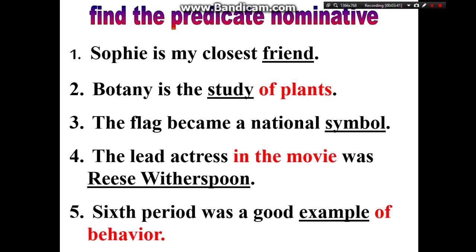And there you go. So if you look at number 4, in the movie is a prepositional phrase. It's actually an adjective phrase because it describes the actress, I think, in the movie. Wait, yeah, that's right. Which actress? The one in the movie was Reese Witherspoon. So Reese Witherspoon equals the actress. 6th period was a good example of behavior. Of behavior is a prepositional phrase, so you would have ignored that. So 6th period equals good example or example. All right, close that flap. You only have to have the first 3 written down.